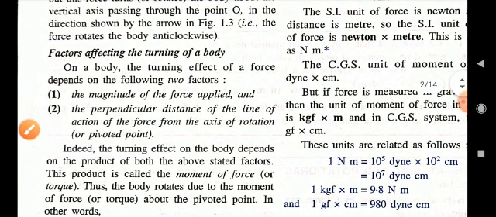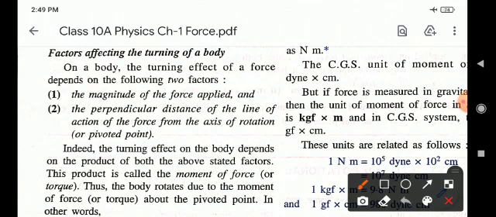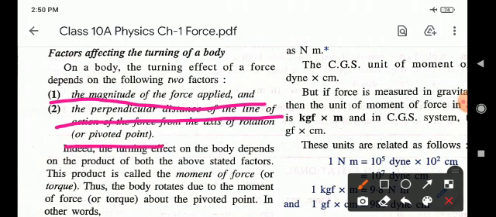Children, very important factors. Moment of force has two factors. Number one, the magnitude of the force applied, and second, the perpendicular distance of the line of action of the force from the axis of rotation or pivoted point.